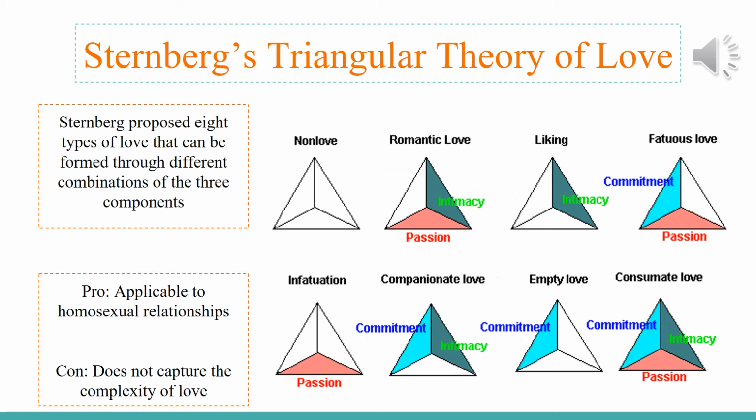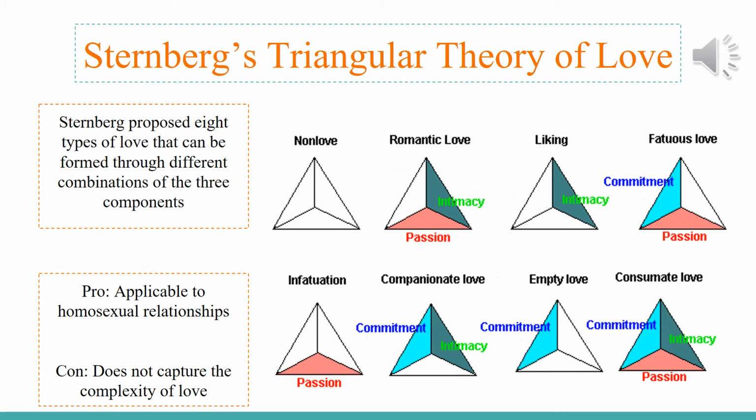Number 4, fatuous love. Commitment and passion are present, but intimacy is absent. For example, the relationship you have with a boyfriend or girlfriend. I'll explain why in a little bit. Number 5, infatuation. Passion is present, but commitment and intimacy are absent. For example, that stranger that you saw that you thought was so attractive.